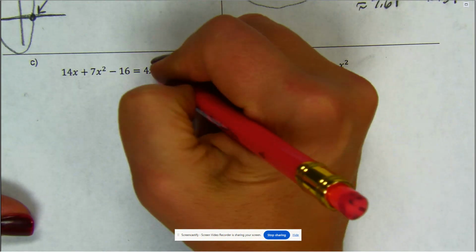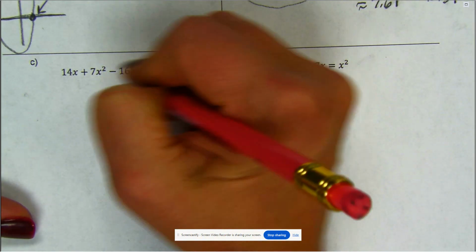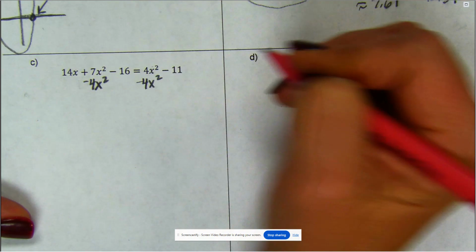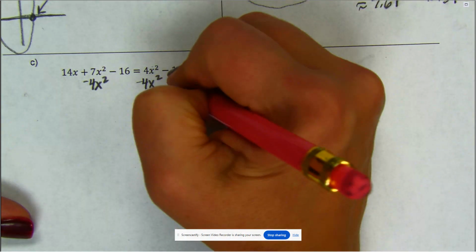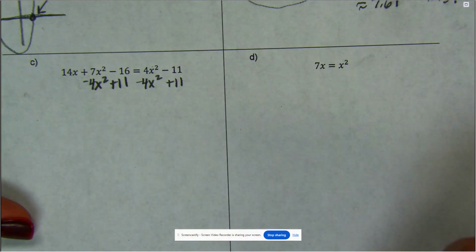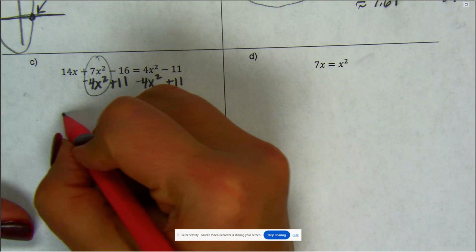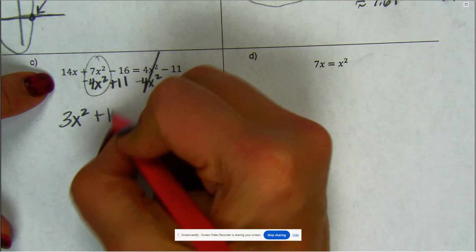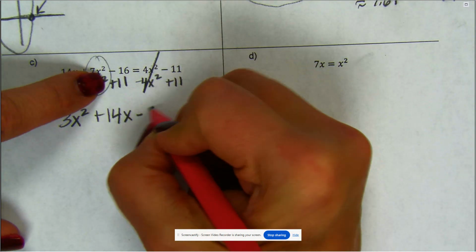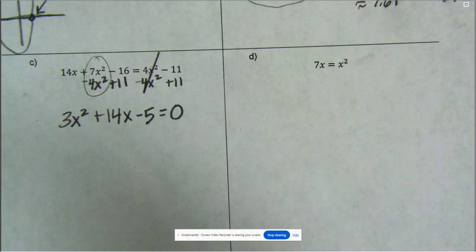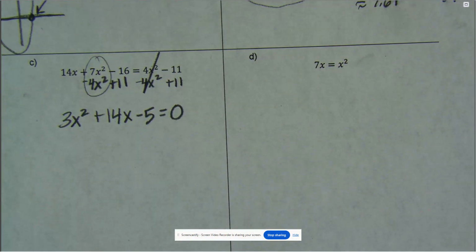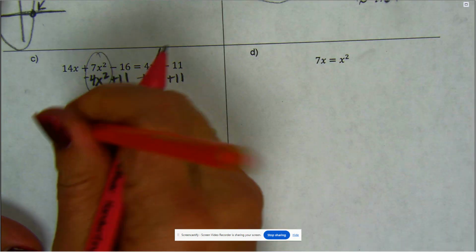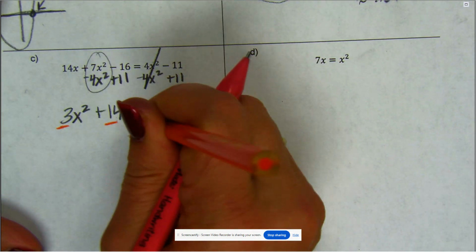So let's clean this up a little bit. I'm going to minus 4x squared from both sides. I'm going to do this all at once. I'm going to add 11. And now I'm going to rearrange it. So that would make 3x squared, those are gone, plus 14x minus 5. So now, this looks like a more difficult one to factor. If you're not on board with that, you could just go straight to the quadratic formula. There's your A, there's your B, there's your C.